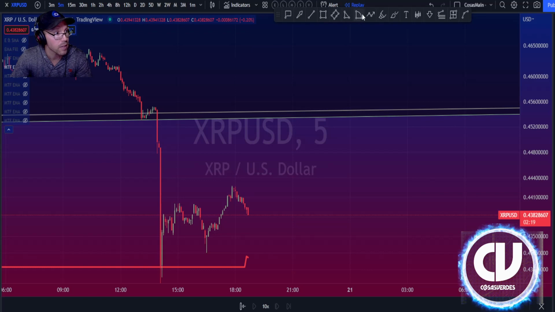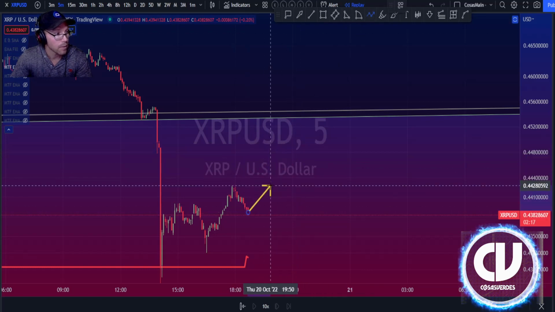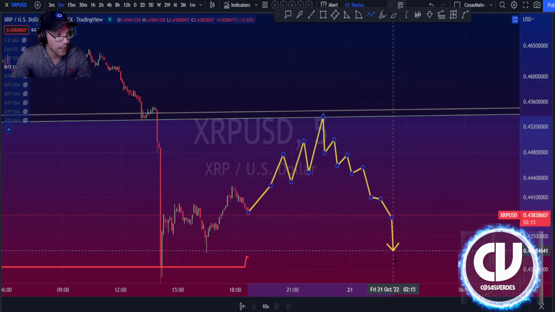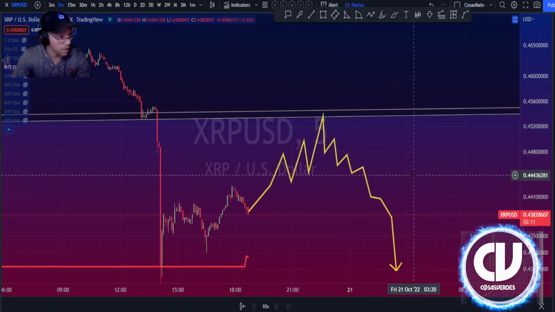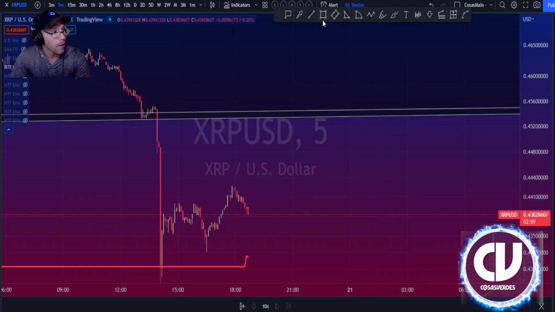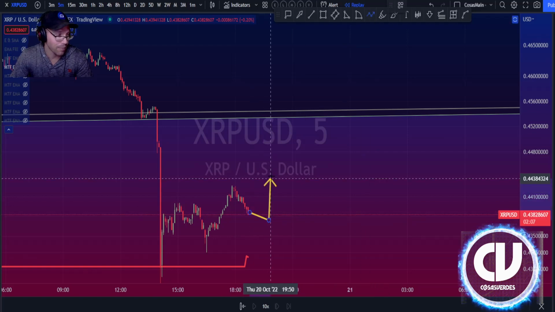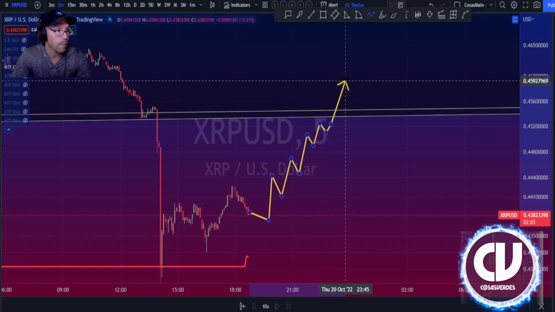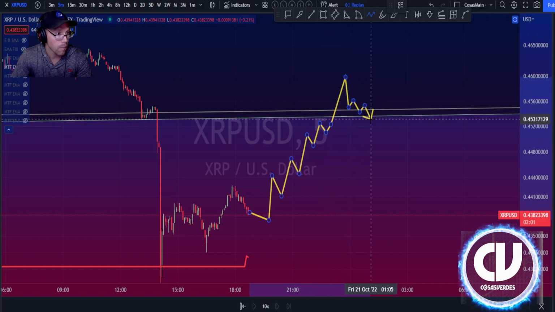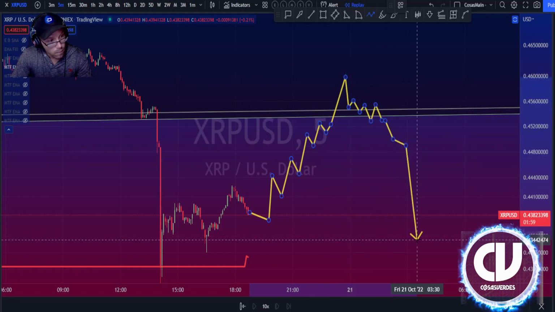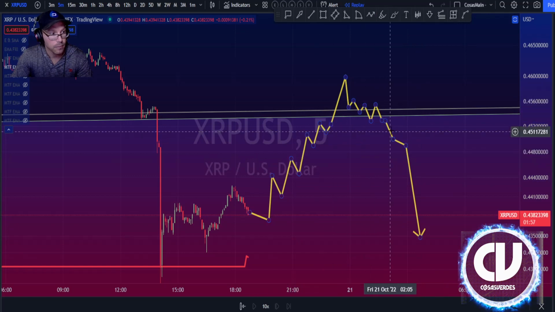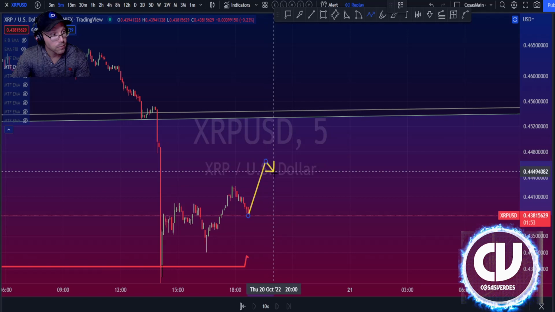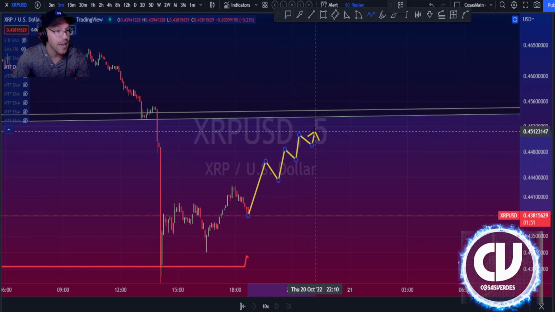First is a straight up rejection and then back down. That's a rejection. That might be what happens. But second way, failure pattern. Or you could get a mixture of those two. This is if it comes back up there.